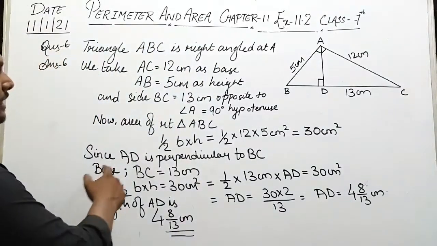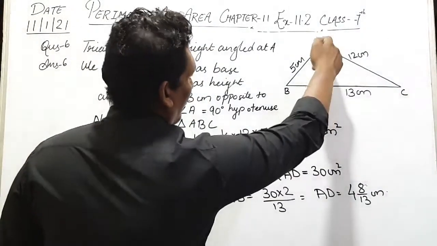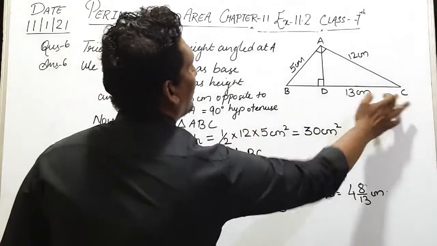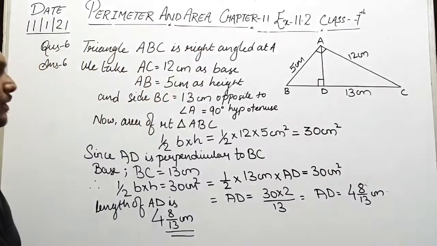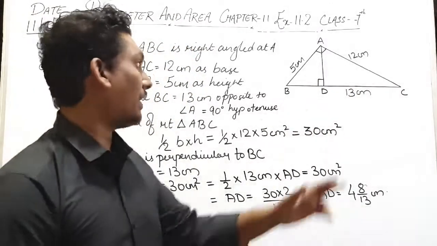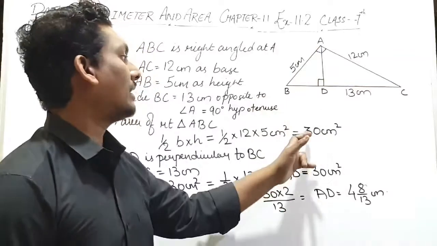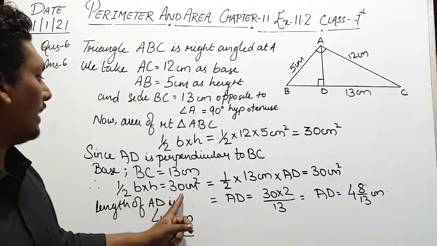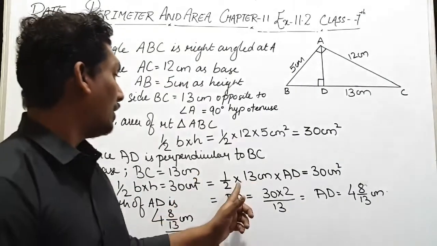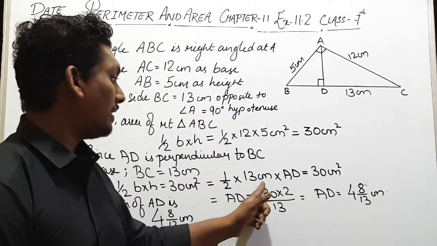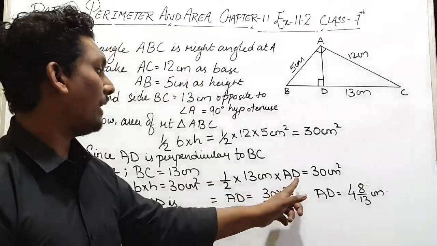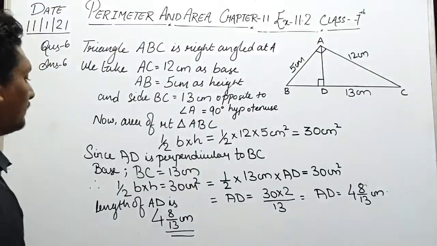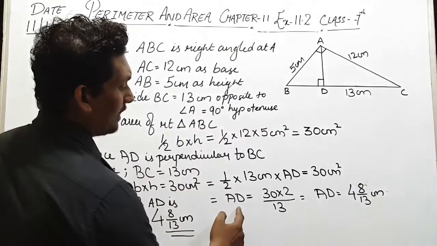Now come to the next part, that is corresponding height. AD we have to find out. For finding AD, we are having base 13 centimeter, okay. We are having base, we have to find out height, and we are having area, okay. The formula is half base into height, that is 30 centimeter square. So half into 13 centimeter into AD is equal to 30 centimeter square, right? So you have to find AD.